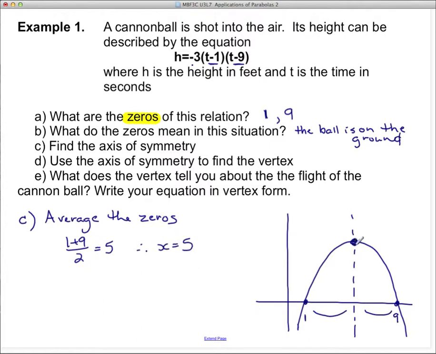That also means that this turning point of the parabola is the point (5, something). And that something is going to give us our maximum height.